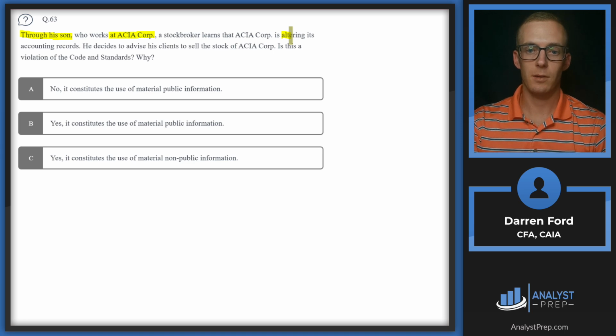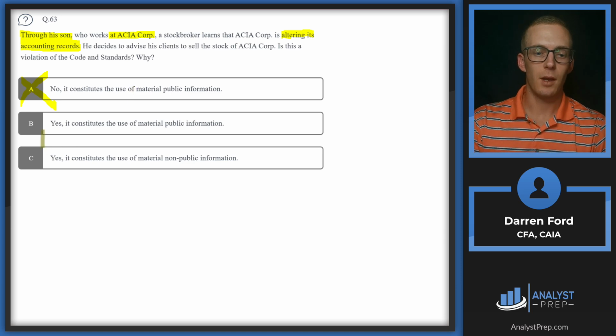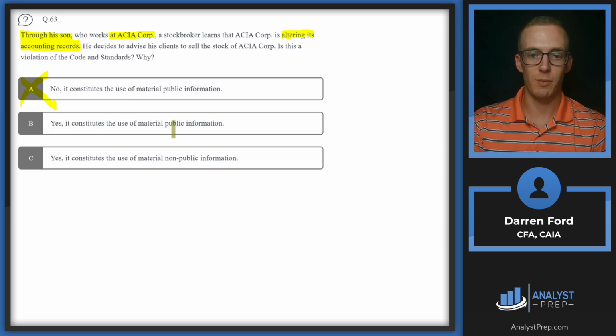So a stockbroker learns that they are altering the accounting records. Accounting fraud and manipulation is going to be a big no-no for any company. And this is going to be very negatively looked at. So we can conclude that this is material information. So first level decision, yes or no: we can definitely say that he did violate the standards by acting on this information. Then we need to figure out why. So yes, it constitutes the use of material public information. That sounds like it could be our answer, or yes, it constitutes the use of material non-public information. If the information was not material, then it wouldn't be a violation. So that one answer doesn't make sense. So we can go with answer B.